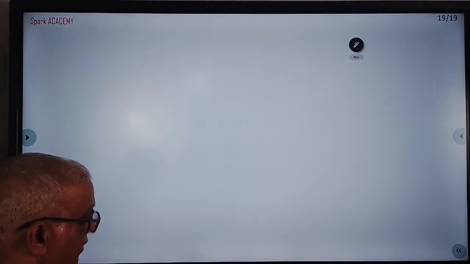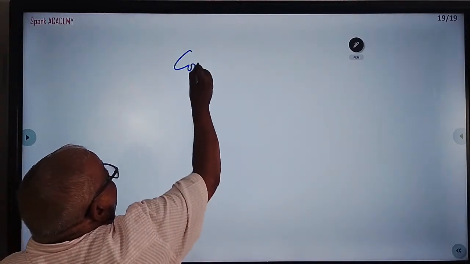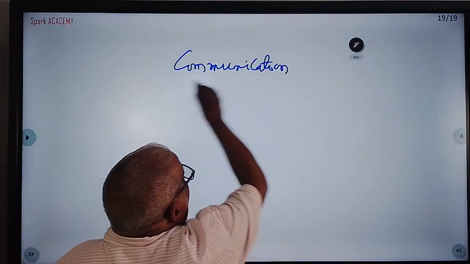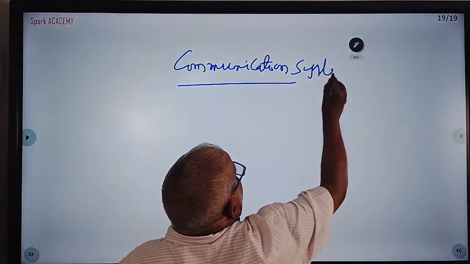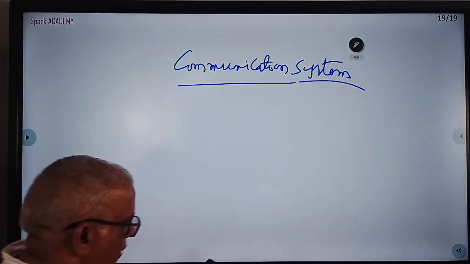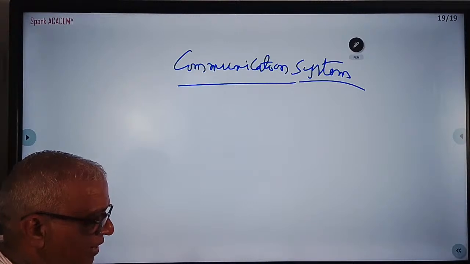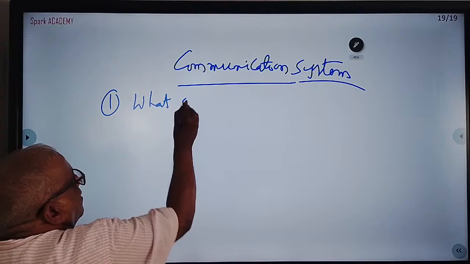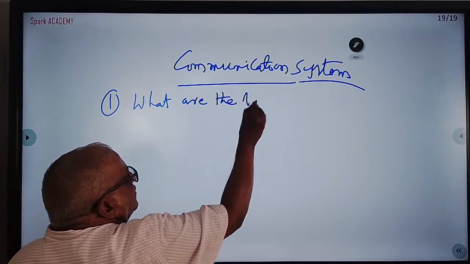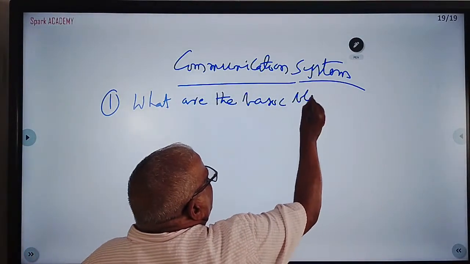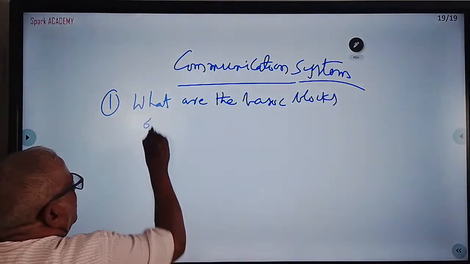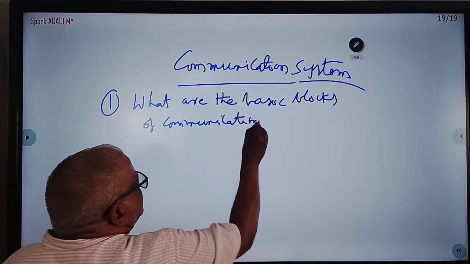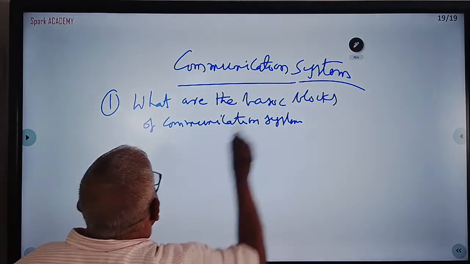Now, the last chapter, communication systems. In this one, they are asking: what are the basic blocks of a communication system? What will it have?